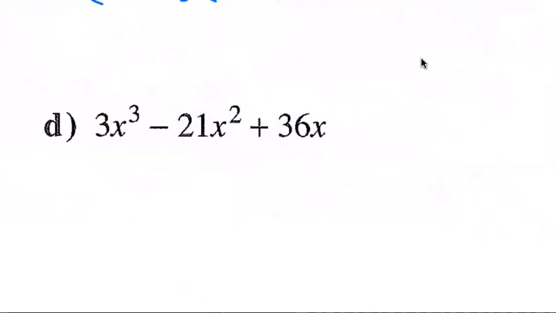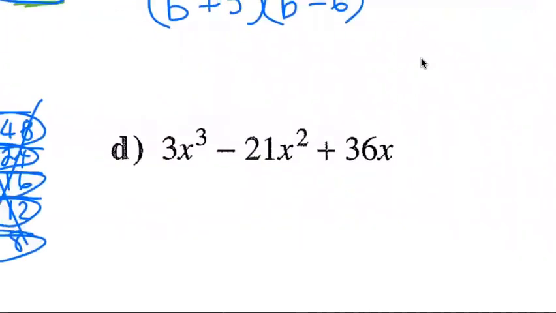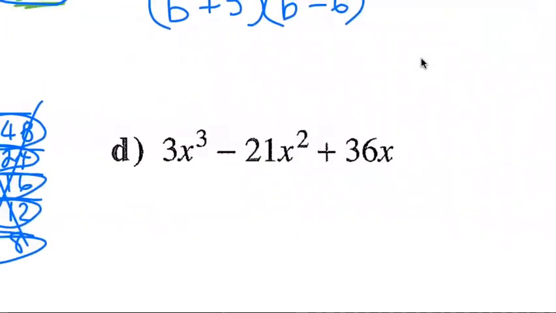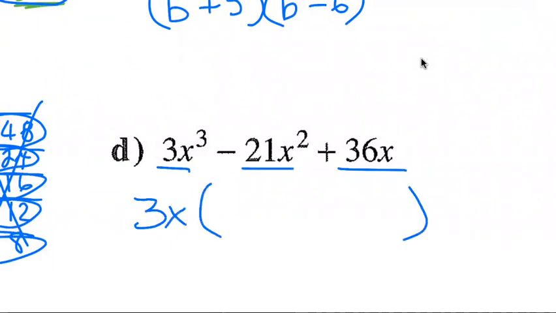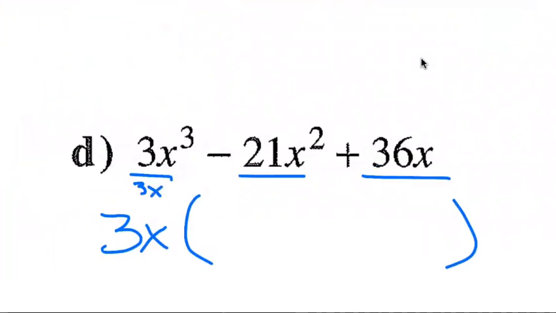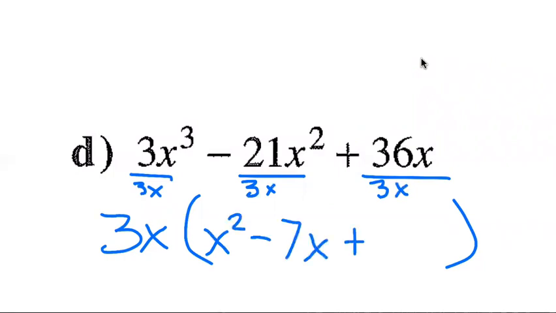Question D, 3x cubed minus 21x squared plus 36x. First step, greatest common factor. Is there one? Sure there is. This is going to divide by 3x, this is going to divide by 3x, and this is going to divide by 3x. So 3x is my greatest common factor. What do I get after I divide each of these by 3x? I get x squared minus 7x plus 12.